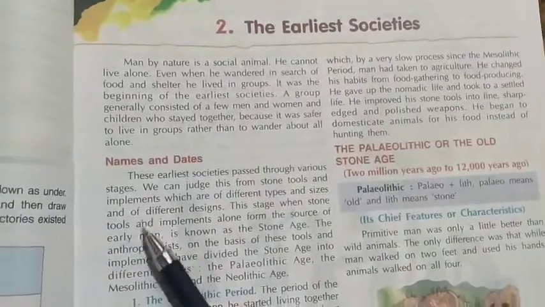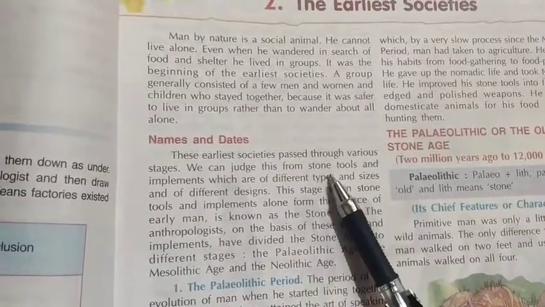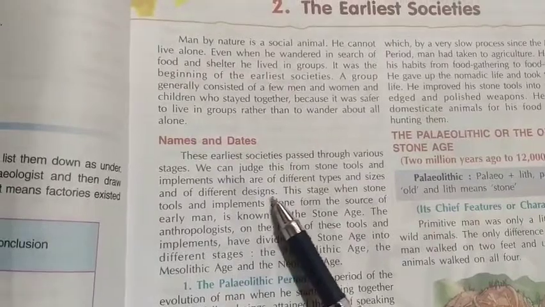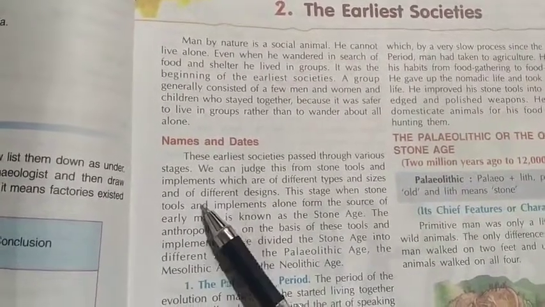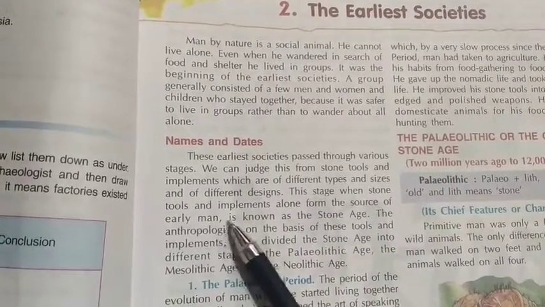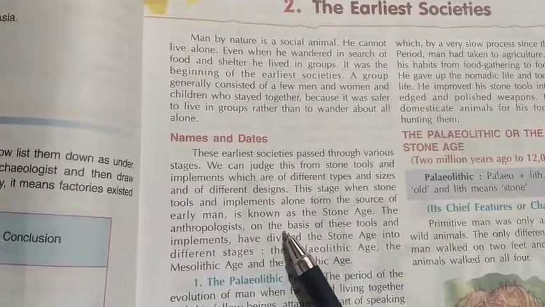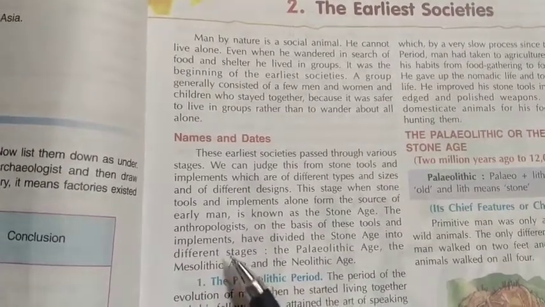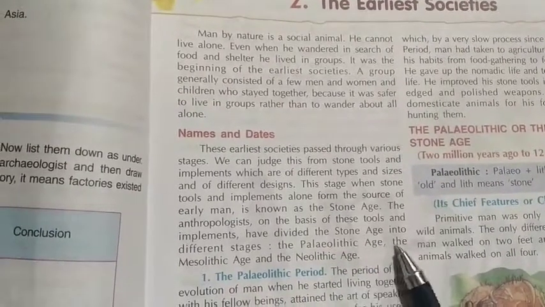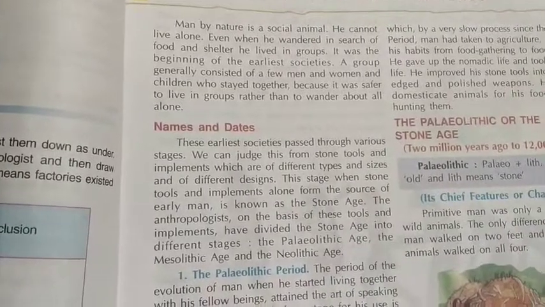So, names and dates. The earliest societies passed through various stages. We can judge this from stone tools and implements, which are of different types and sizes and of different designs. This is a stage when stone tools and implements alone form the source of early man's life. It is known as the Stone Age. The anthropologists, on the basis of these tools and implements, have divided the Stone Age into different stages, that is, the Paleolithic Age, the Mesolithic Age, and the Neolithic Age. And let's discuss them one by one.